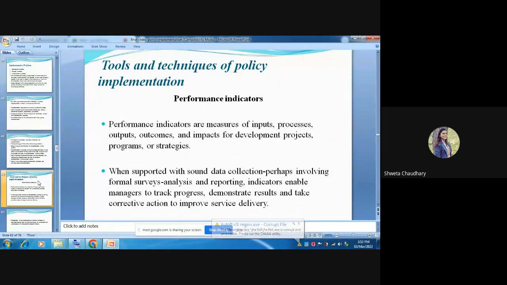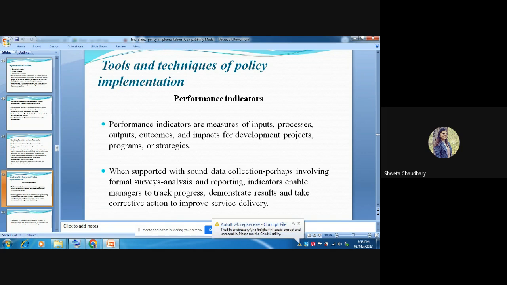Suppose a policy is being implemented. Now, what are the tools by which we see whether it is a good decision taken by the government, or a rational or irrational decision, or it is not profitable for the economy, or it is not giving a good impact to the economy? This is done through performance indicators.